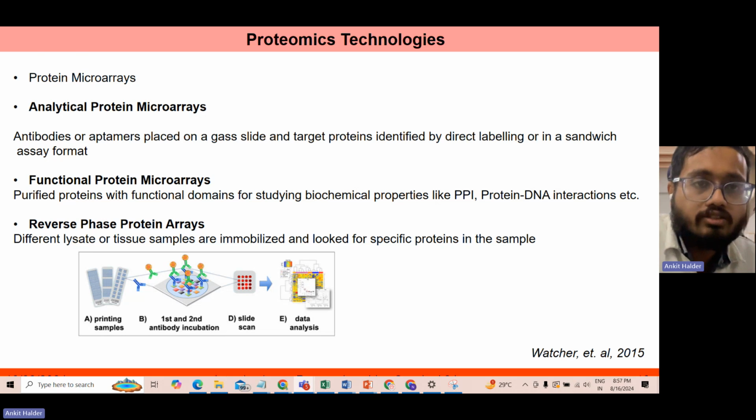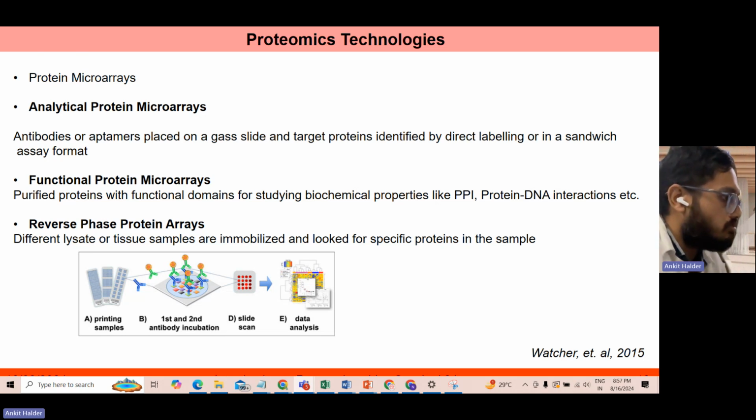Then you have RAPA, or reverse protein array, which has different lysate or tissue samples which are immobilized and look for specific proteins in the sample.